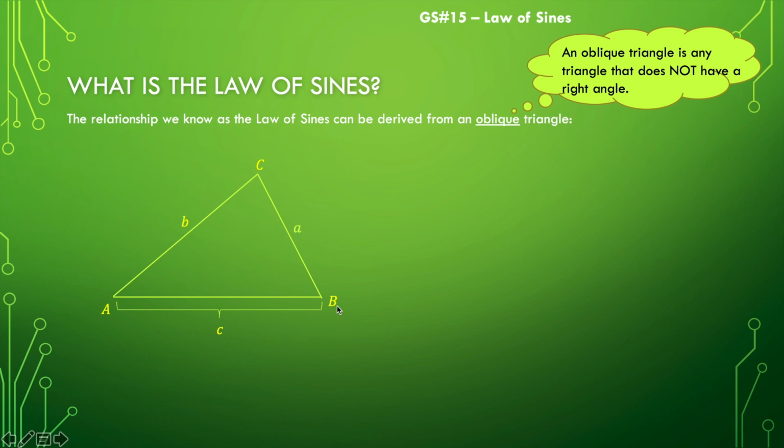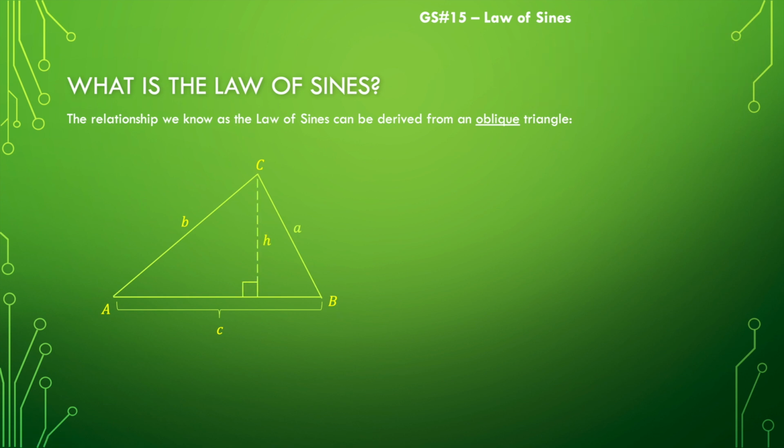Now with this oblique triangle, we are going to actually drop an altitude. An altitude is nothing more than a line that connects one vertex with the opposite side and forms a right angle with the opposite side. An altitude also serves as the height of the triangle if the side that it's connecting to is the base. Okay, so let's focus on the right triangle that occurs on the left, the triangle in orange.